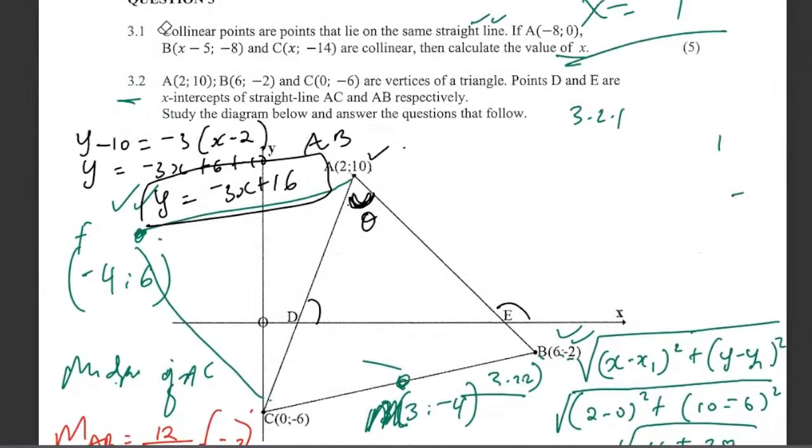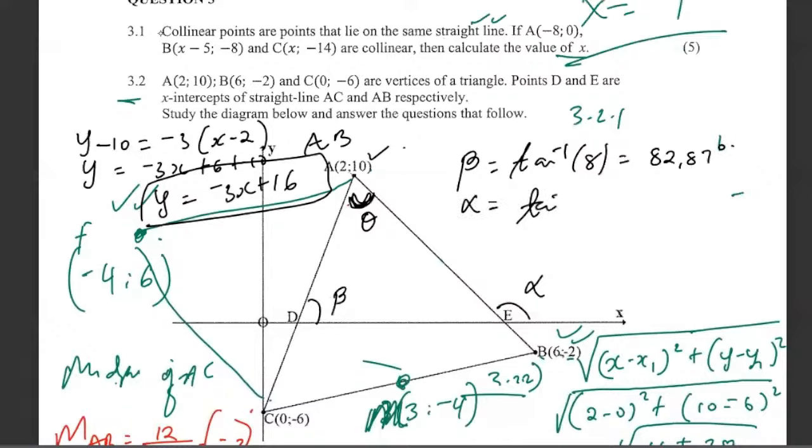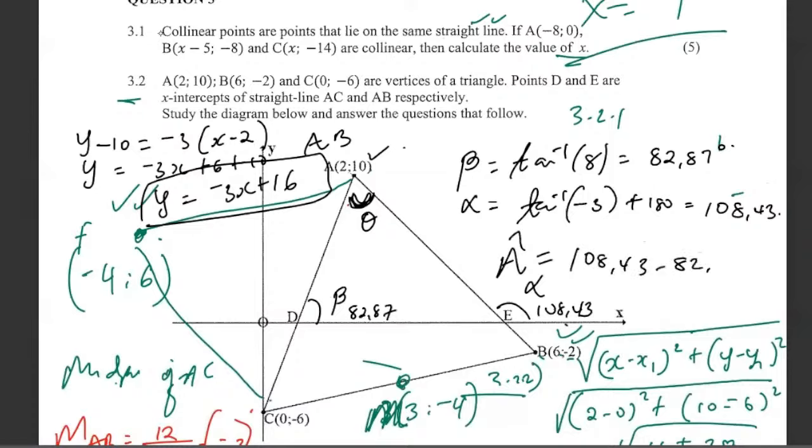Okay, so 8 and negative 3, I'll say that if this is my alpha, then that is my beta. For me to get beta, I'll say the arctan of 8. So shift tan of 8 is 82.87. And then for me to get the alpha, it's going to be the shift tan. Remember, we said this was a negative 3. And then I'm going to add 180 since it's a negative angle. So shift tan of negative 3, then plus 180, gives me 108.43. So if this is 82.87, this is 108.43. Then I just need to subtract these two for me to get the theta. So A is going to be 108.43 minus 82.87.